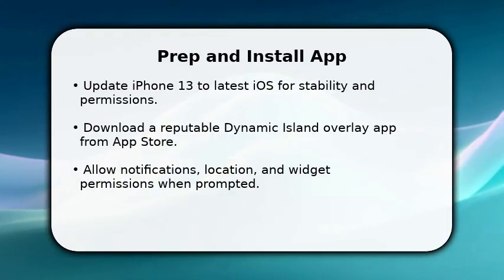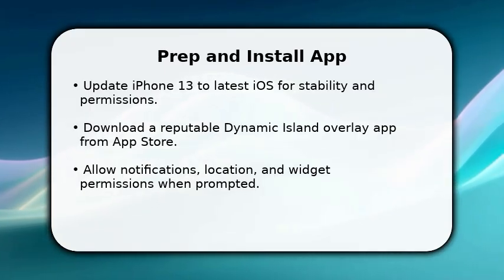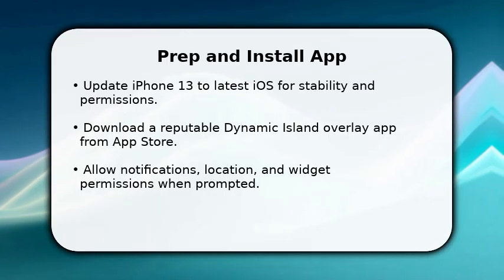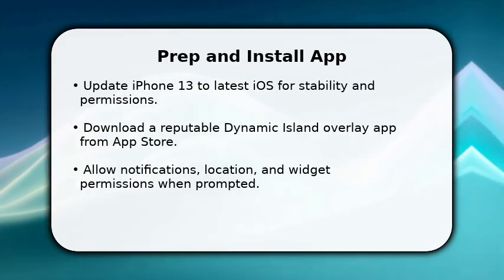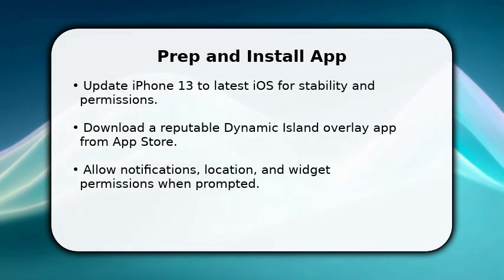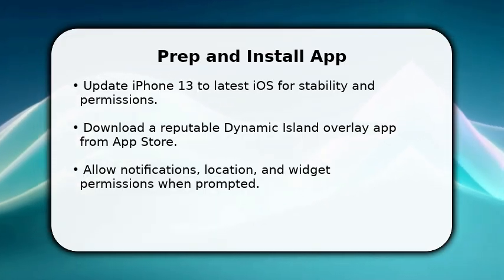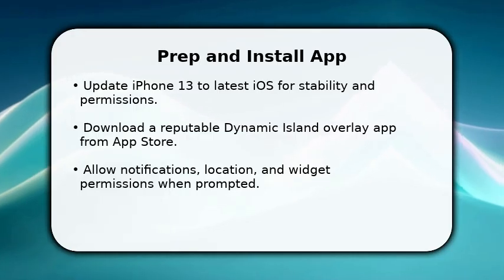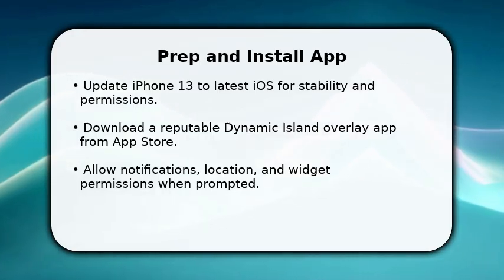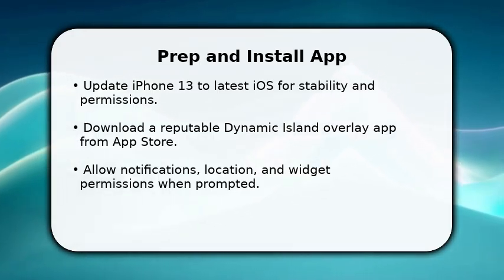You're starting with an up-to-date iPhone 13. That reduces glitches. First, open Settings and install any pending iOS updates because permissions changed in recent releases. Next, launch the App Store and install a well-reviewed dynamic island overlay app that creates a simulated pill. When the app asks for notifications, widget access, and overlay permissions, grant them.